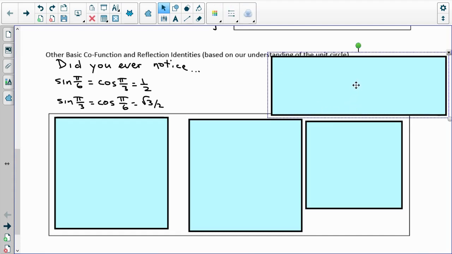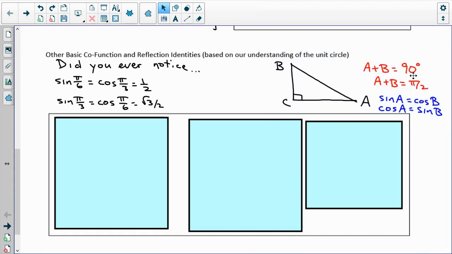This is something that you actually learned in geometry, that if I have a right triangle, I know that the other two angles have to add up to 90, which is the same thing as pi over 2 in radians. And so another thing you always learned is that the sine of A, being opposite over hypotenuse for A, is going to be the same thing as the cosine of B, because whatever was opposite of A is going to be adjacent to B. So sine and cosine have this relationship where the sine of one angle in a right triangle is equal to the cosine of the other angle in a right triangle.